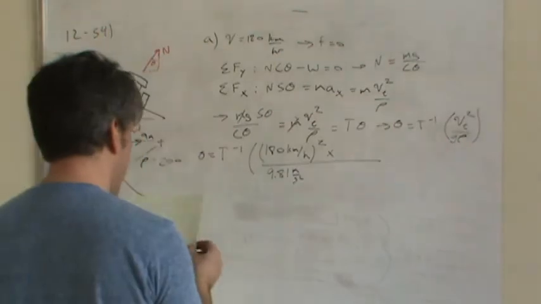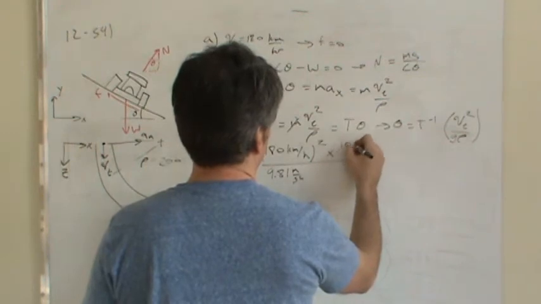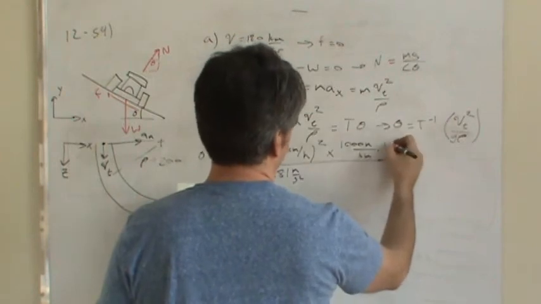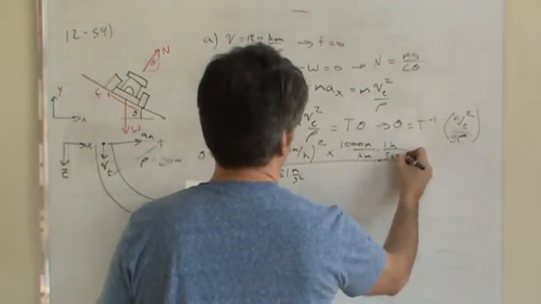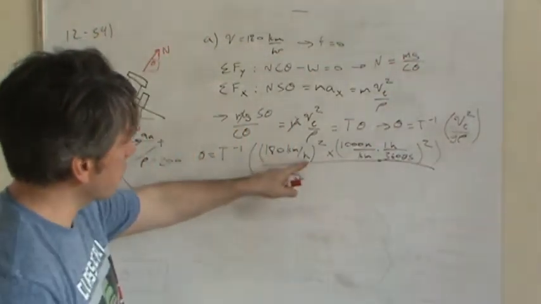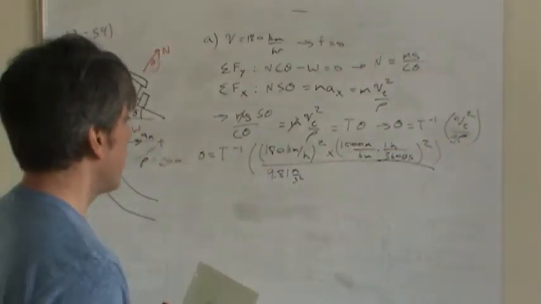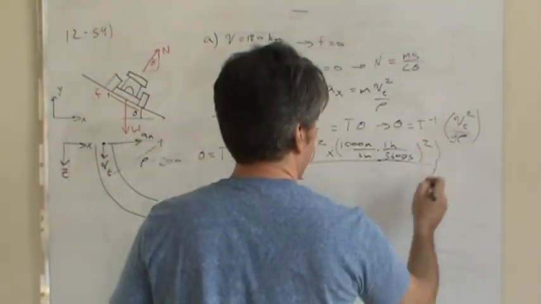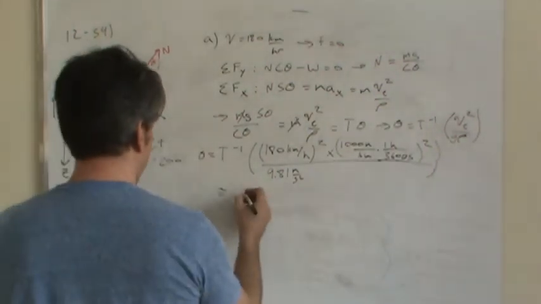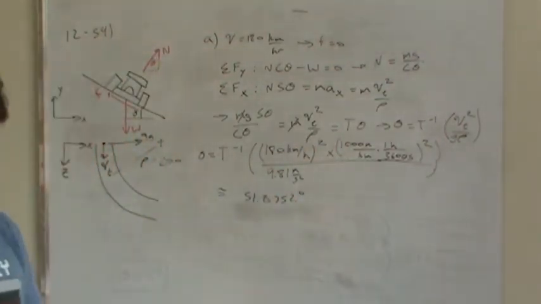And then I have to convert kilometers to meters and hours to seconds. So there's 1,000 meters per kilometer, and there's 1 hour per 3,600 seconds, and so that term needs to be squared so that the kilometers per hour squared will cancel with the kilometers per hour squared, and I'll have meters squared per second squared. Pull that down where it should be. There we go. And so anyway, if you plug all that into your calculator, you find that the angle is about 51.8752 degrees if you want that many decimal places.